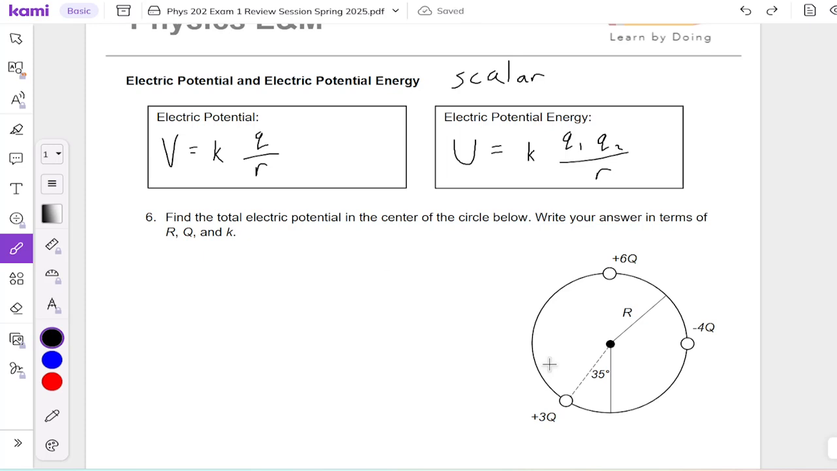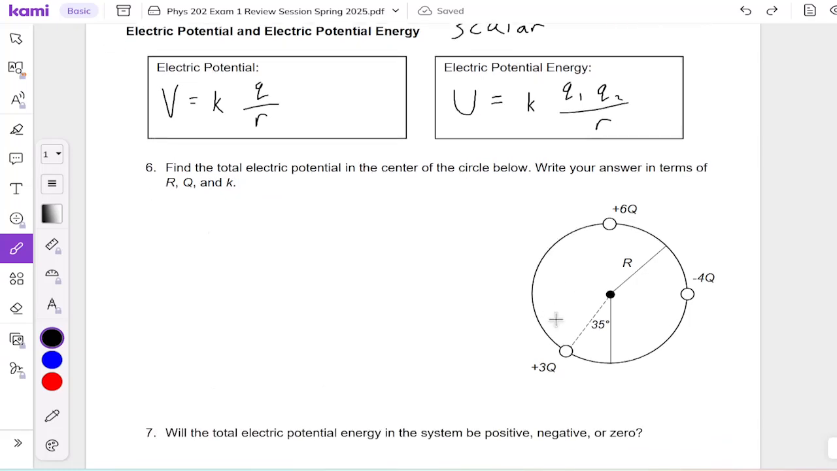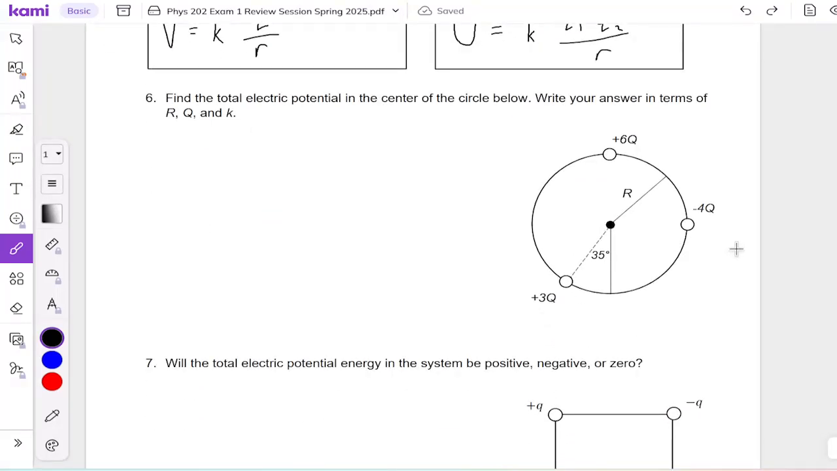Okay, well, that's everything I have to say about that. So we're going to get to some more practice problems right now. Number 6, find the total electric potential in the center of the circle below. Write your answer in terms of R, Q, and K.